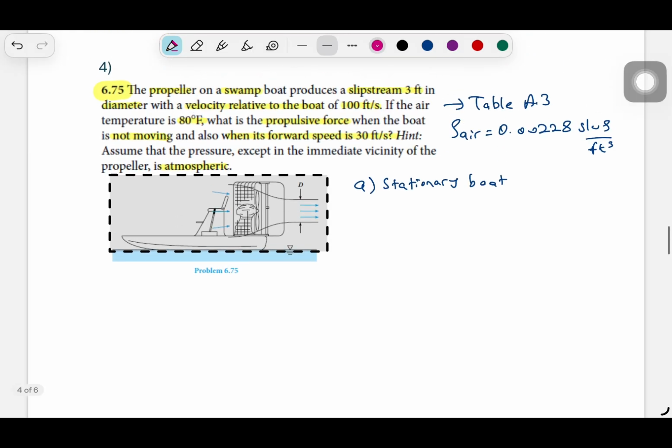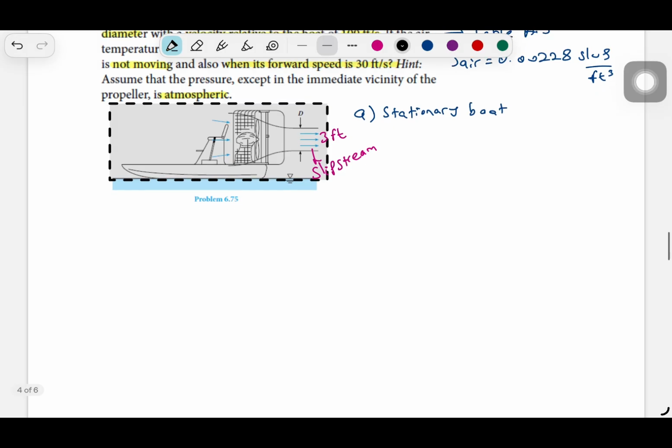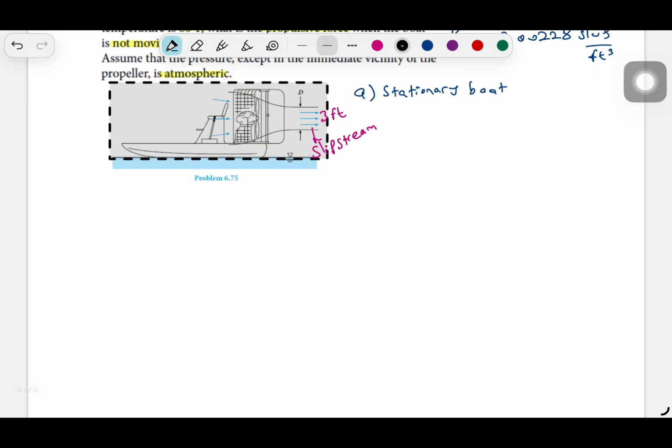And here in the question, it says we have a slip stream, and the diameter is 3 feet. And its velocity, the velocity of the propeller relative to the boat, is 100 feet per second. So based on this, we can say this is 1 and this is 2. So we have out conditions and we have in conditions.